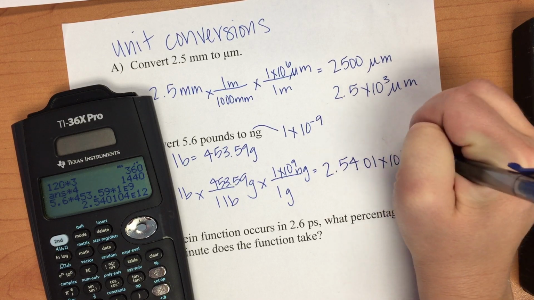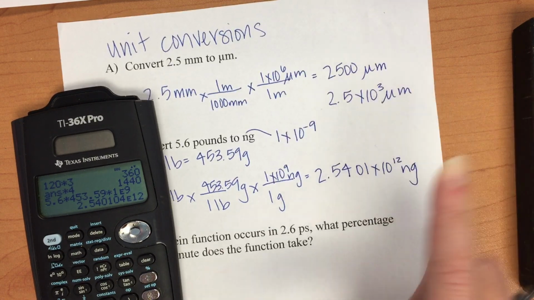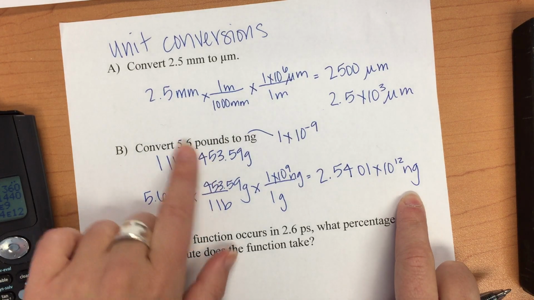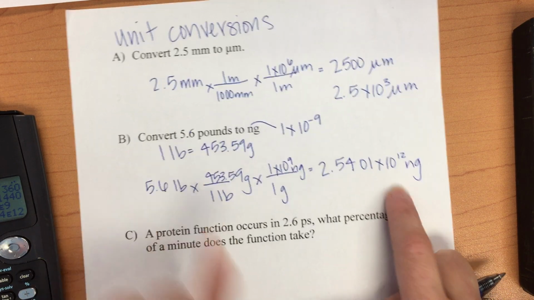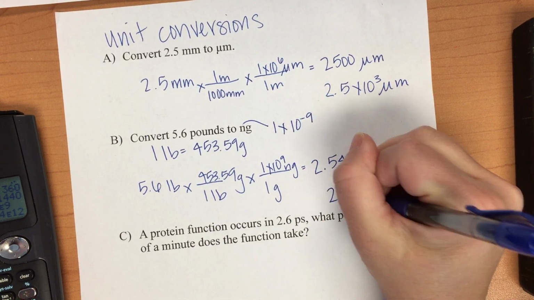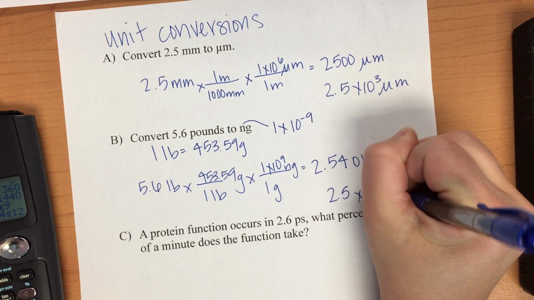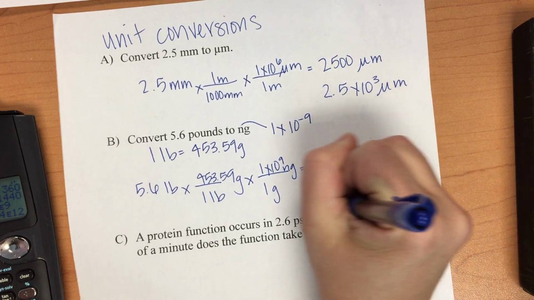0.1 times 10 to the 12th nanograms. Now we do want to make sure that we're using the right sig figs, and so if this answer only has 2, right now my answer has 5. And so we know that it would be 2.5 times 10 to the 12th nanograms. Okay?